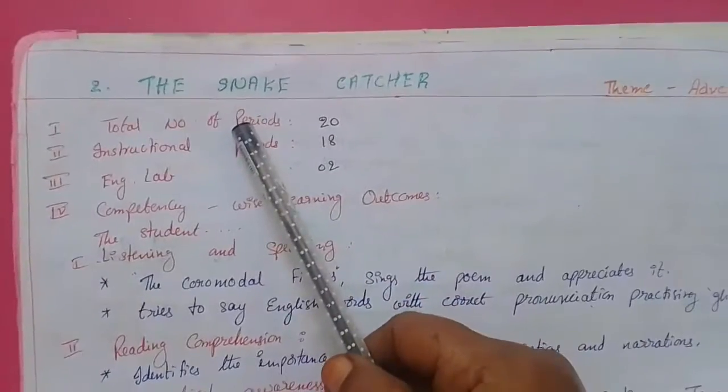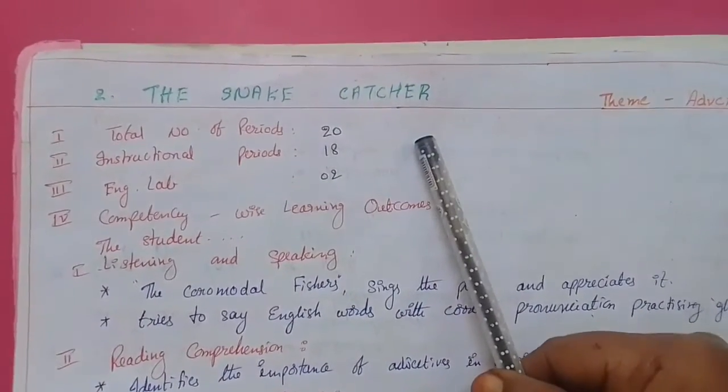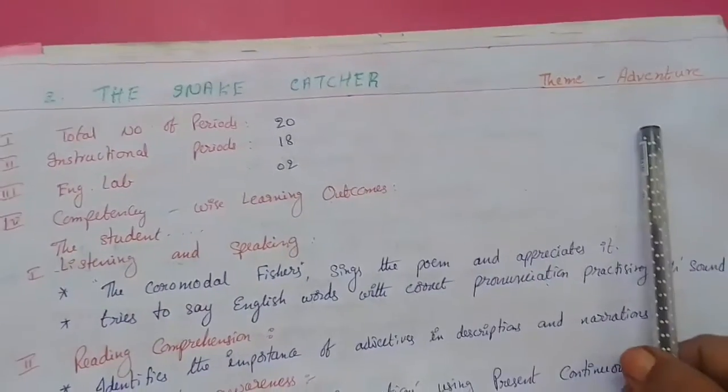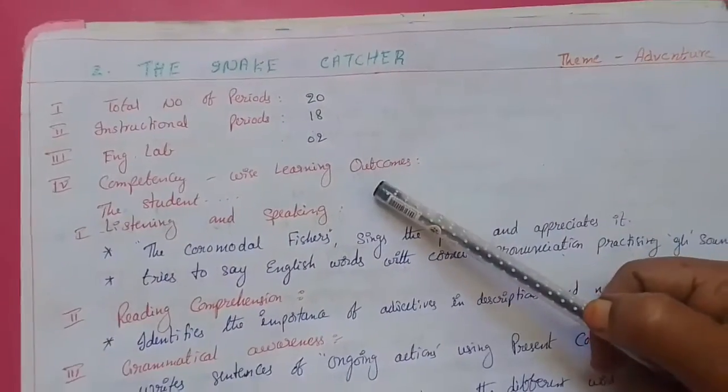Hello everyone, today we are going to discuss the lesson plan for the 6th class English textbook Blossoms 6. The Snake Catcher. The theme of the lesson is adventure. This is the lesson plan.